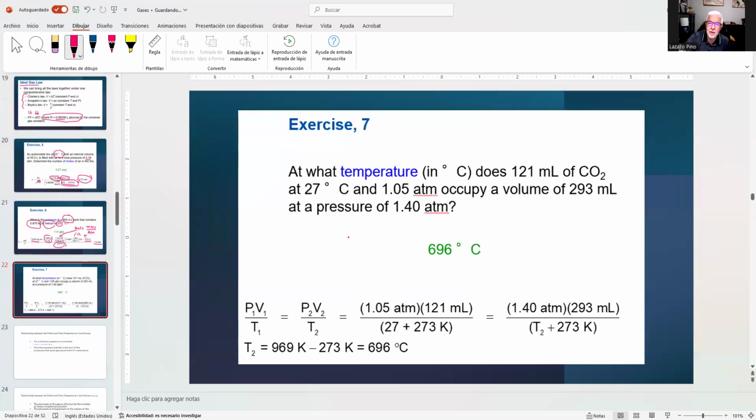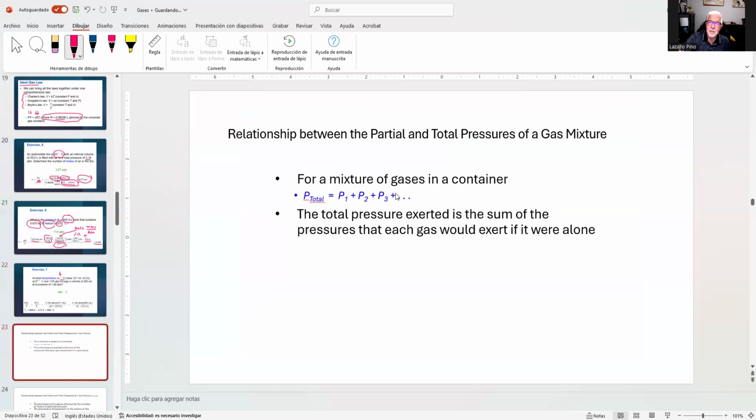Here we have another exercise. You can stop the video and you can see here is your answer. Remember, in this case, you have to find out the temperature in Celsius. Then here you have the relationship between the partial and total pressure in a gas mixture. Well, the total pressure of a mixture of gases is the sum of the partial pressure of every gas.